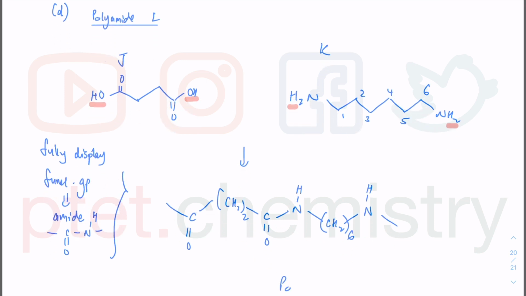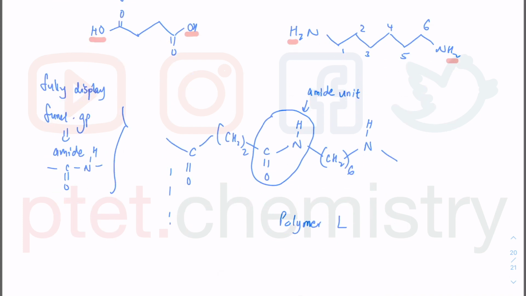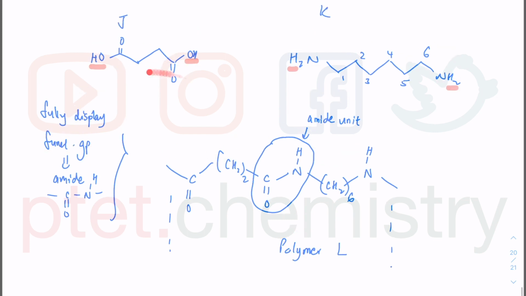So this is polymer L, and I have fully displayed the amide unit. So that is going to be the amide unit, or the amide linkage. They say draw the repeat unit. So this is the repeat unit, which consists of 2 different monomers, because each monomer has the dioic acid as well as the diamine group. So I need at least 2 of these monomers to condense together.